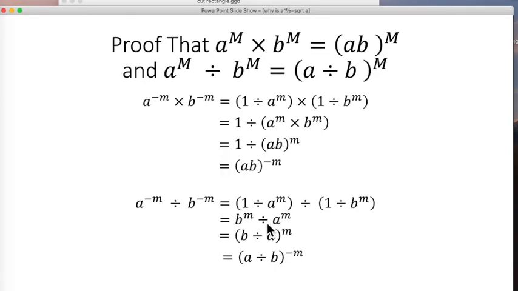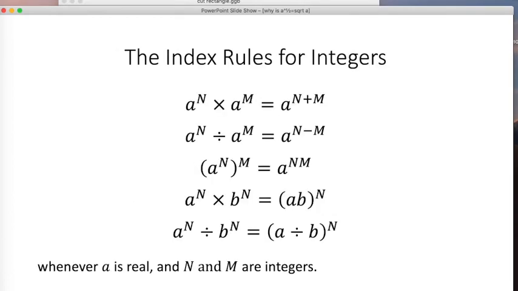And these two are very similar to each other. Okay, so having done that, we've established that the index rules do work for integers of either sign.